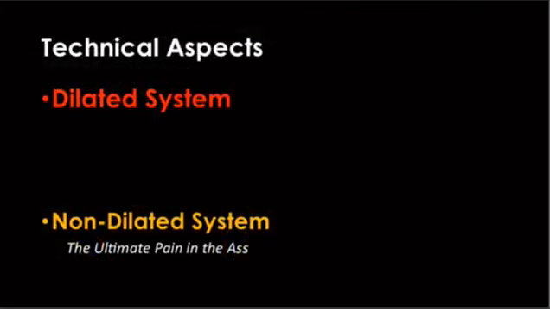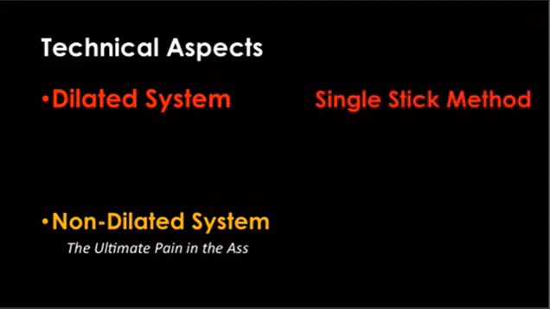Okay, so some more technical aspects. So there's two basic approaches or ways that you have to approach this thing. Either you've got a dilated system, which is ideal, or you have a non-dilated system, which is much more difficult. So for a dilated system, most people will teach you to do what they call a single stick method, which is basically what I cartooned out. You stick them once, you stick them where you're supposed to stick them, you put the wire in, you dilate up, you put the tube in.